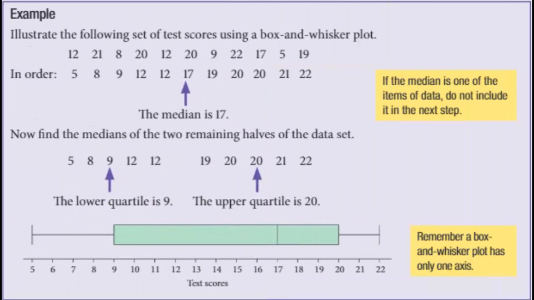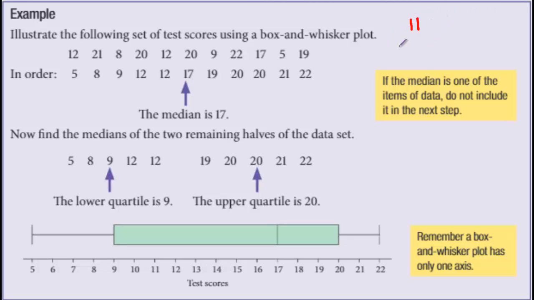This is question number 2. Illustrate the following set of test scores using a box and whisker plot. Here we have values 1, 2, 3, 4, 5, 6, 7, 8, 9, 10, 11: 11 observations, whereas in the last one there were 12 observations. So these are an odd number of observations. In the previous example there were an even number of observations. Let's see how to draw the box and whisker plot in this case.